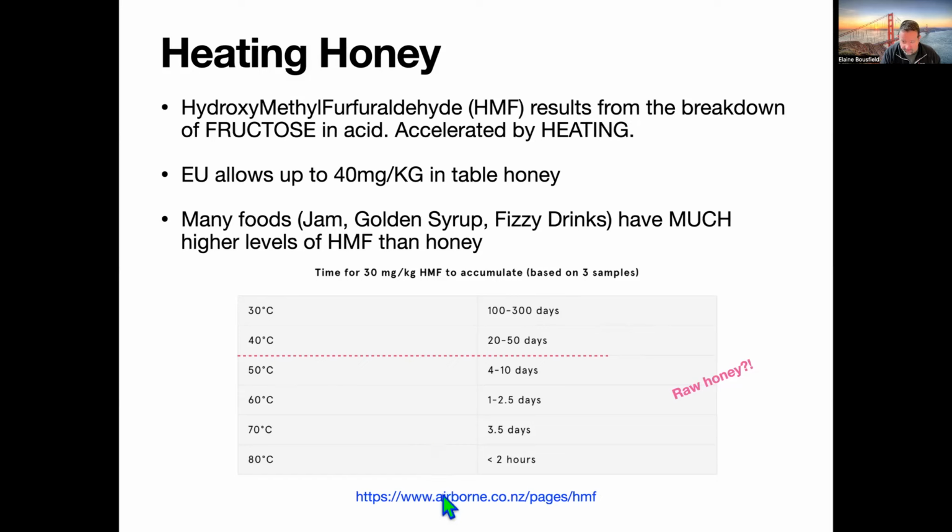And it also raises the question of what is raw honey. People use that term, but in all honesty, anyone who's got a significant amount of honey, they're going to have the problem of it's crystallized and I'm going to have to heat it.